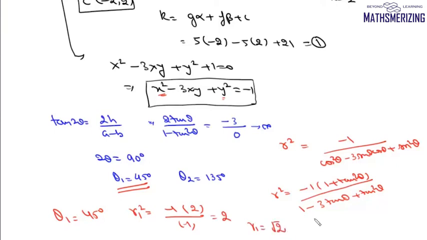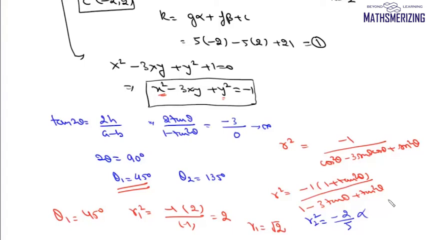In the same way, we can find r2. So for r2, we'll put tan theta as minus 1. Here it will be minus 2, and in the denominator it will be simply 5. Now r2 square is negative. So that means, being a hyperbola, this curve doesn't intersect the conjugate axis.